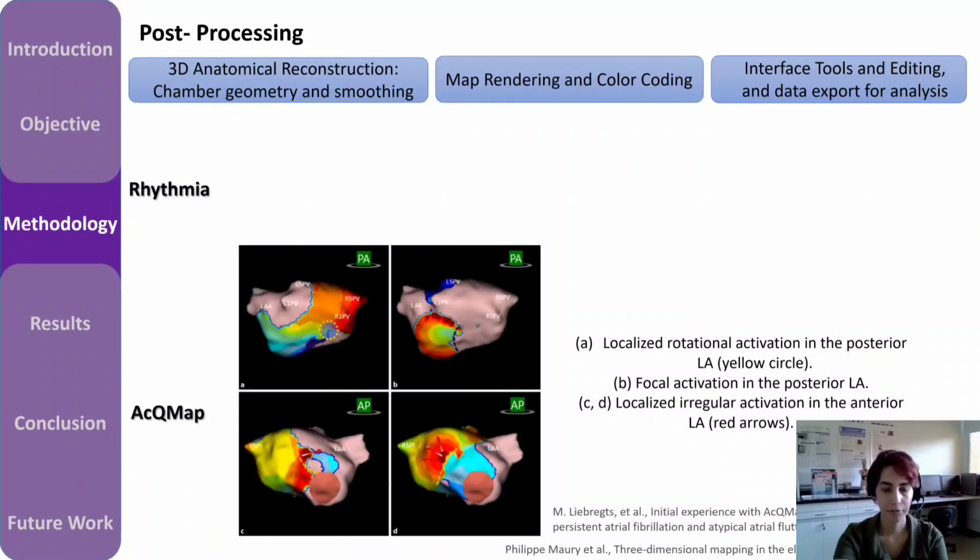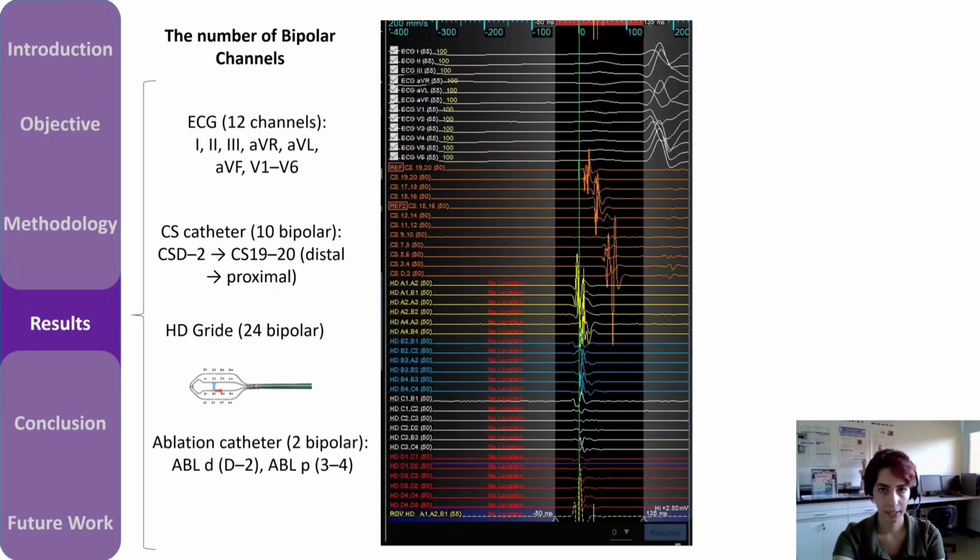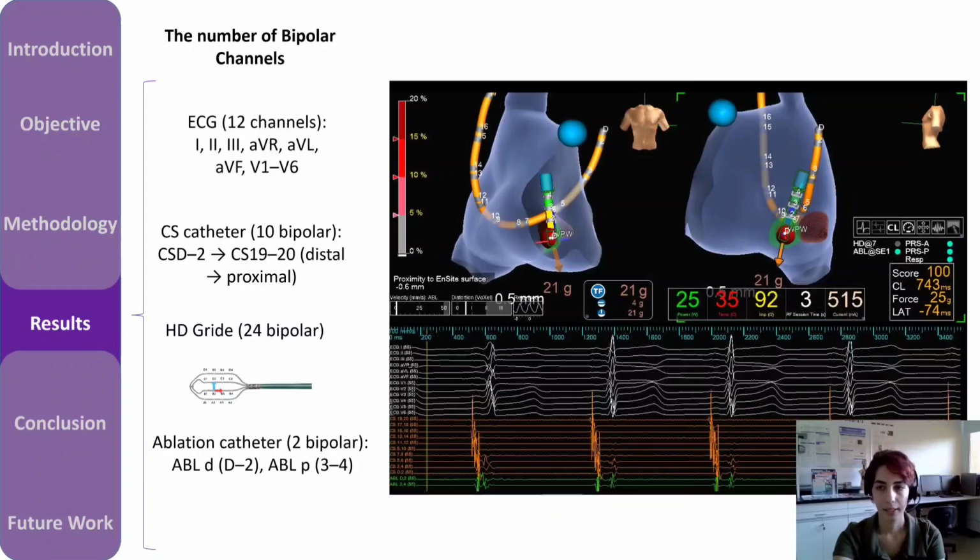And here this figure from ACQ map shows us the rotational activation and focal re-entries. So the part of my result, I can show you here from Inside. About the signals, it is able to show 12 lead ECG, 10 bipolar coronary sinus catheter, 24 bipolar HD grid catheter signals, and 2 bipolar radio frequency catheter as well. So at the same time, you are able to see all of these channels. Another figure that I'm showing you is to have a general overview about the software of the system.